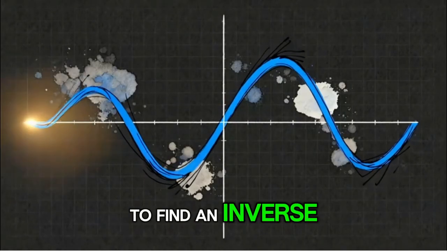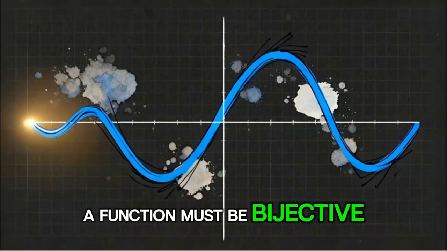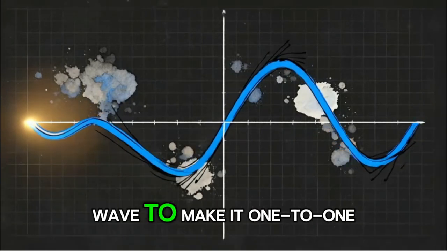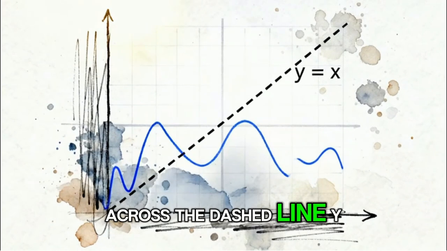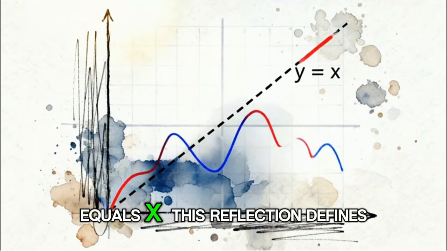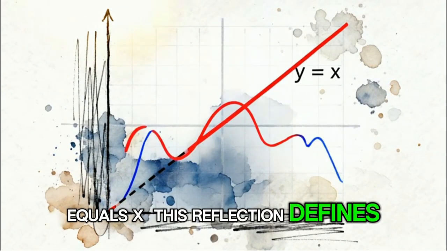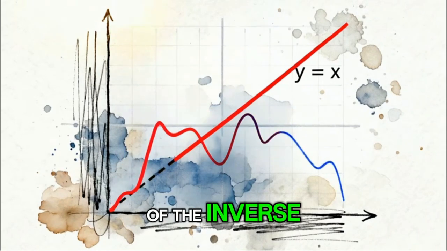To find an inverse, a function must be bijective. We restrict the domain of a sine wave to make it one-to-one. Observe how the sine graph reflects across the dashed line y equals x. This reflection defines the visual relationship of the inverse.